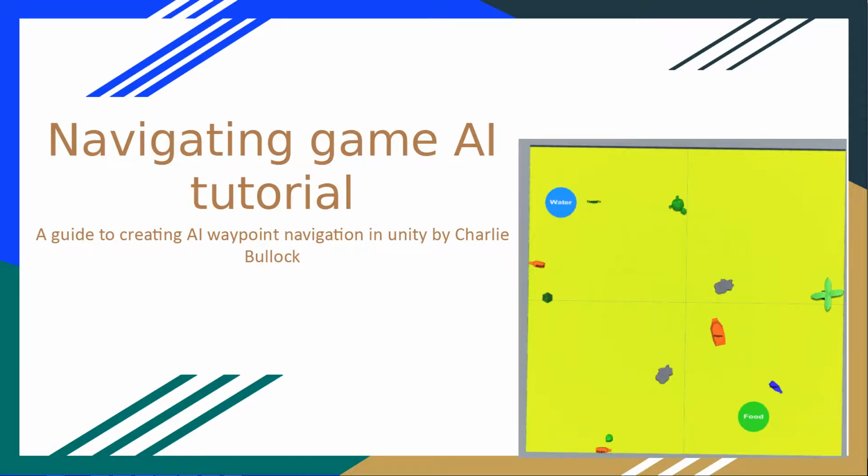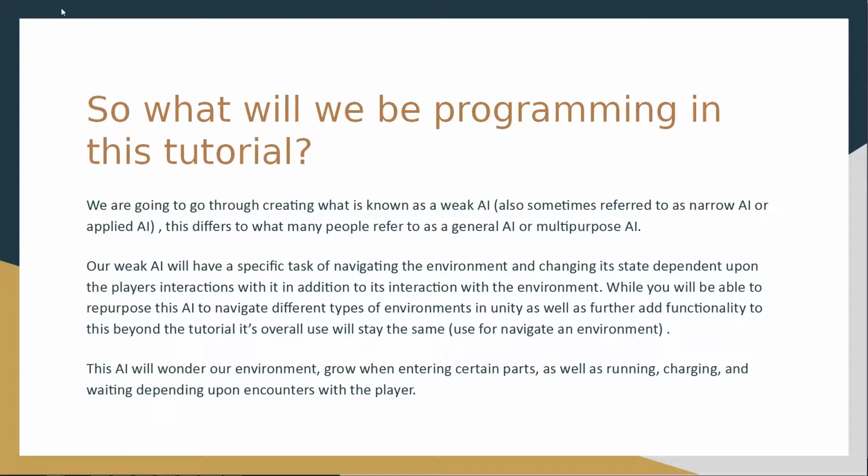In this tutorial we'll be creating what is known as a weak AI. This also has other names like applied AI. Basically this means an AI that does a specific given task, and in our case that specific task is AI in Unity navigating between waypoints and reacting to the player and environment. This is in contrast to what is known as a general AI, which is an AI which can do multiple things without being specified for it.